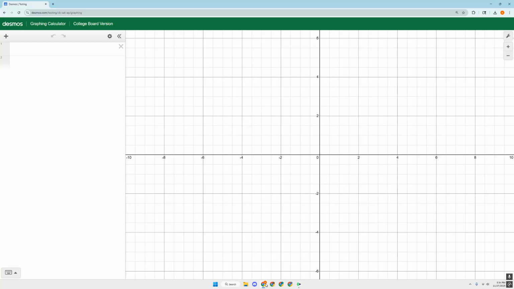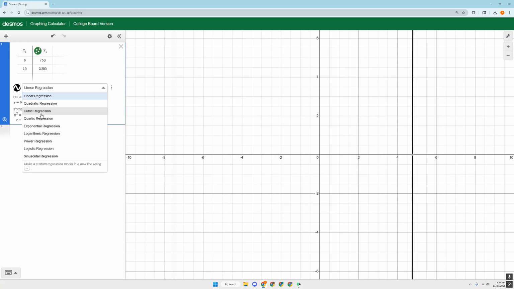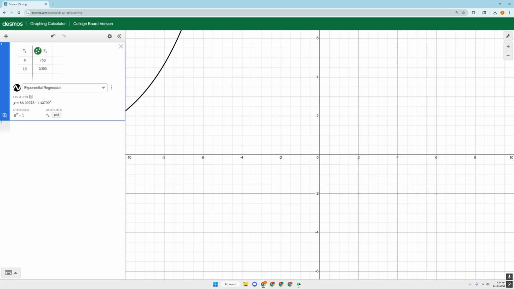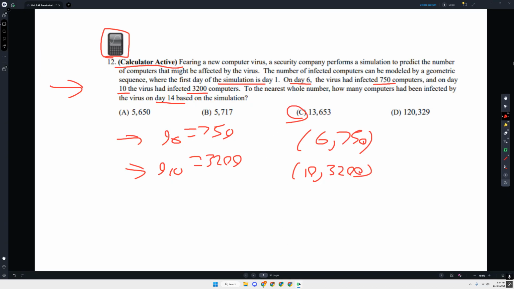So if we switch over to Desmos, and we type table, 6, 10, 750, 3200. We click this button to add a regression. We make it an exponential, because that's what geometric is similar to. We're going to bring this equation down and change it to f of x. Let's say f of 14, which gives us 13,653. Hence, that would be C. And it says to the nearest whole number. So, that would be C.